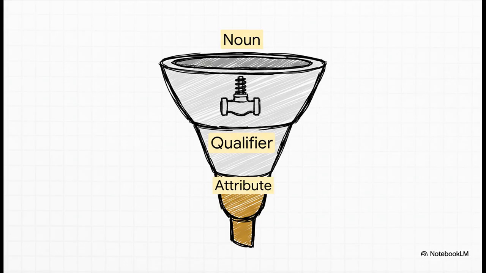Well, experts recommend this really simple but super powerful structure: noun, qualifier, and attribute. You're moving from the general to the specific. So it's a valve, that's our noun. What kind of valve? A pressure relief valve, that's the qualifier. And what's it made of? Brass, the attribute. It's instantly clear. Or another example, pump, centrifugal, stainless steel. See how that works? So simple.